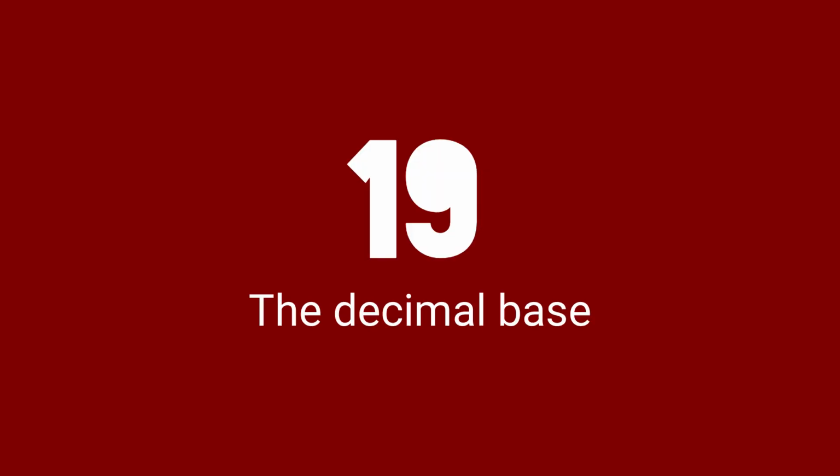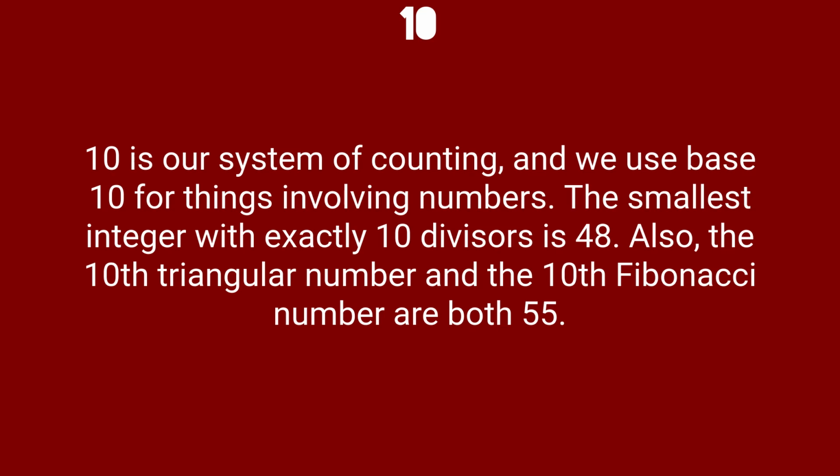The decimal base. 10 is our system of counting, and we use base 10 for things involving numbers. The smallest integer with exactly 10 divisors is 48. Also, the 10th triangular number and the 10th Fibonacci number are both 55.